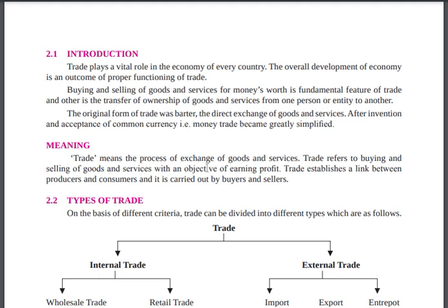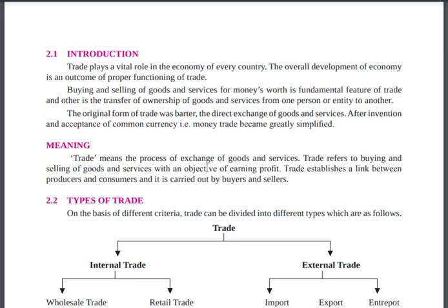Trade refers to the buying and selling of goods and services with the objective of earning profit. Why is a person doing trade? Because they want to earn a profit, as simple as that. Trade establishes a link between the producer and consumer. Because of trade, a link is established between the factory people and the customer, and it is carried out by buyer and seller. Clear? In short, trade means exchanging goods and services because the person wants to gain a profit. That's why. Clear?